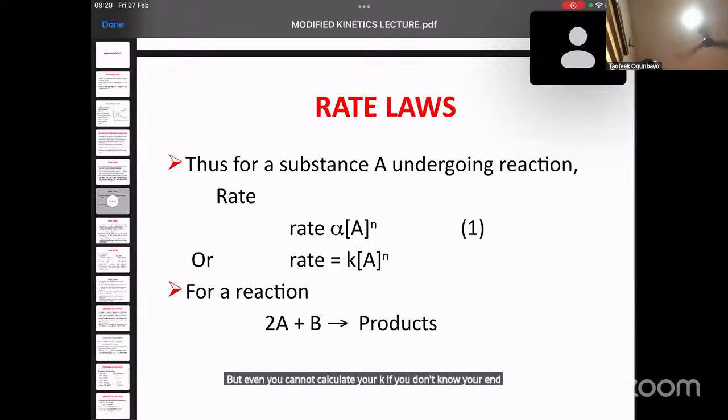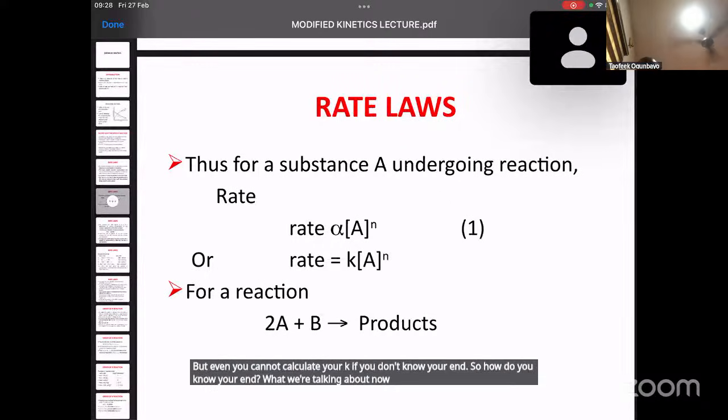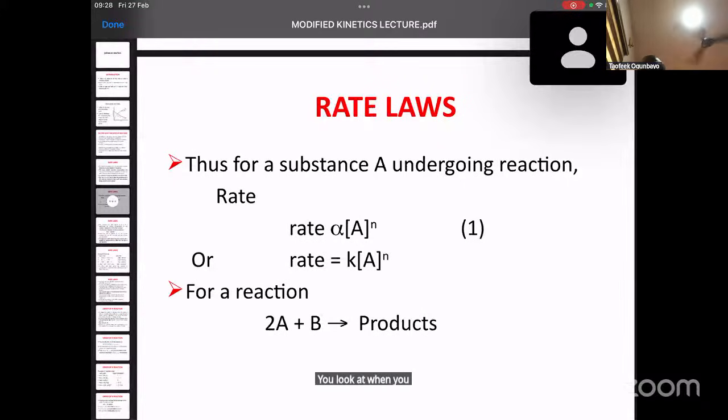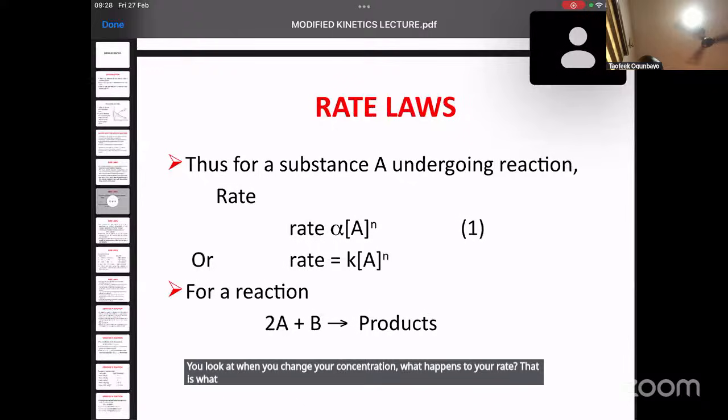So how do you know your N? What we're talking about now is how do you know your N? How do you know the order of your reaction? And I said that if you want to know the order of reaction, you look at when you change your concentration, what happens to your rate. That is what you want to see. We'll discuss that in detail, because that is very, very important to your understanding of this course.